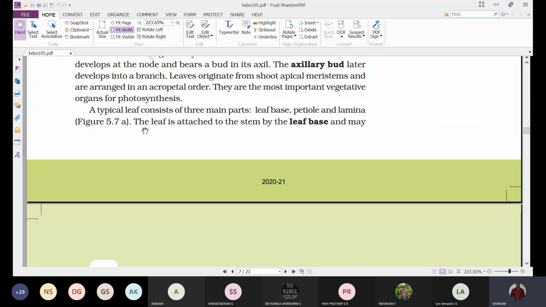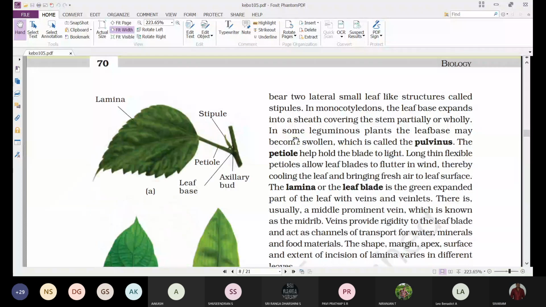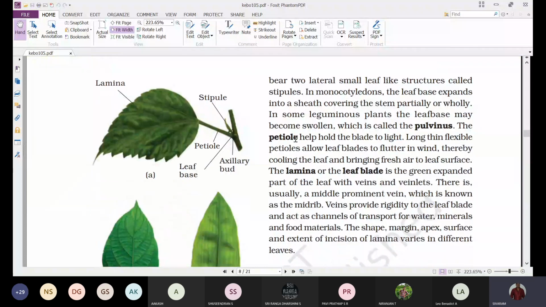Okay, the leaf is attached to the stem by the leaf base. And one thing you have to remember: when you observe here, the leaf base is normal. But in some plants, the leaf base is swollen.